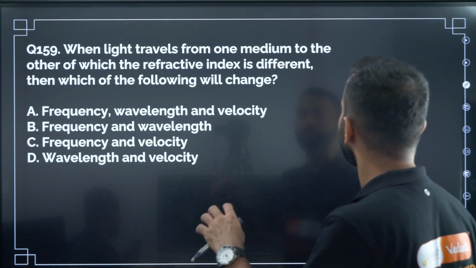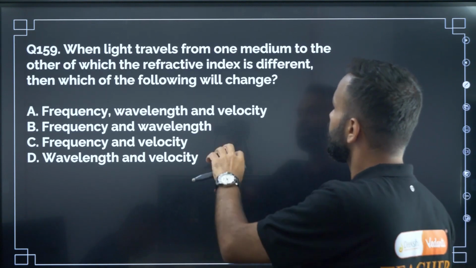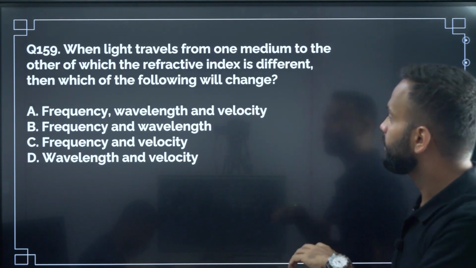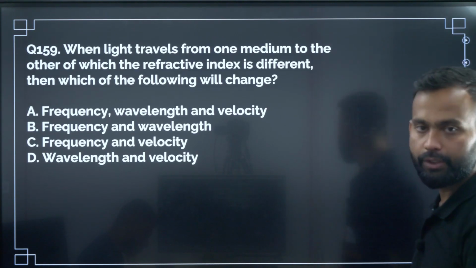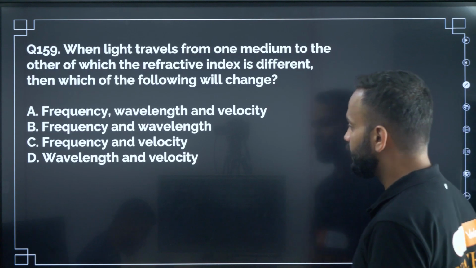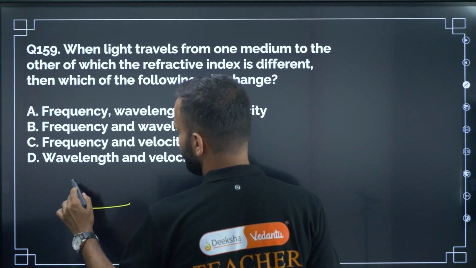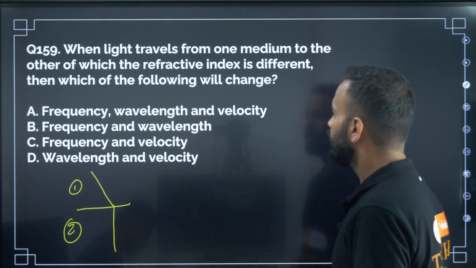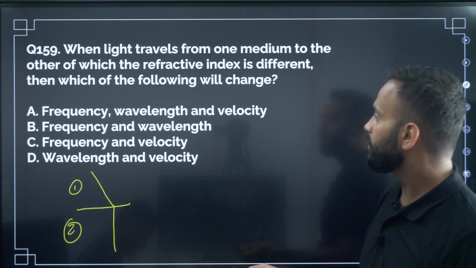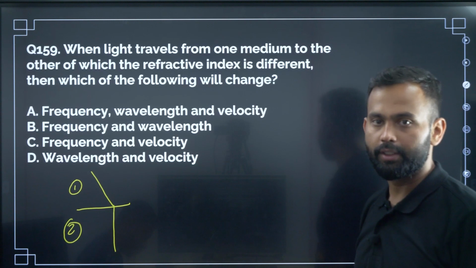When light travels from one medium to the other, of which the refractive index is different, which of the following will change? Here light travels from one medium to the other medium, so they are asking which one will change: frequency, wavelength, and velocity.